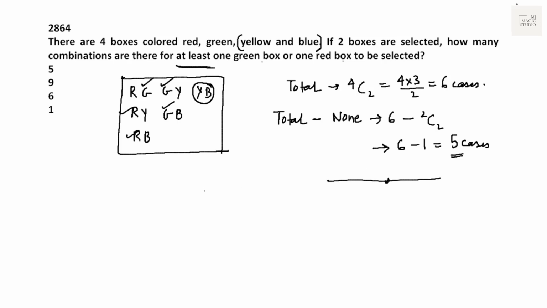Simply use the combination technique of at least. At least means total cases minus none related to this at least characteristic. So we use this and in no time we can get the answer. There are 5 of such cases, 5 combinations can be done. Option A fits in.